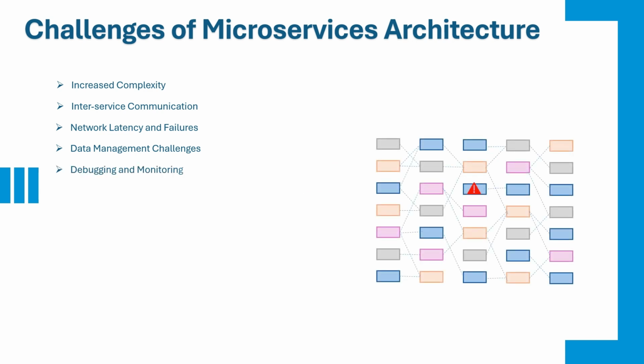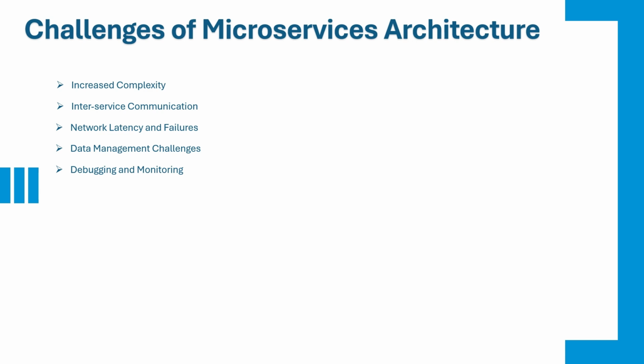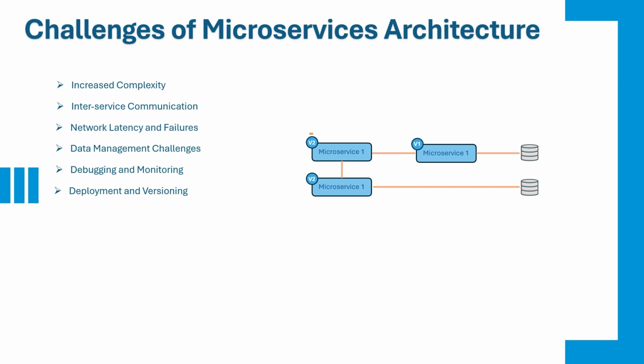Debugging and monitoring become more difficult with microservices due to their distributed nature. Identifying the root cause of an issue can be challenging when it spans multiple services. Deploying and versioning multiple services independently requires sophisticated CI/CD pipelines and version control strategies. Ensuring compatibility between different versions of services can be tricky.